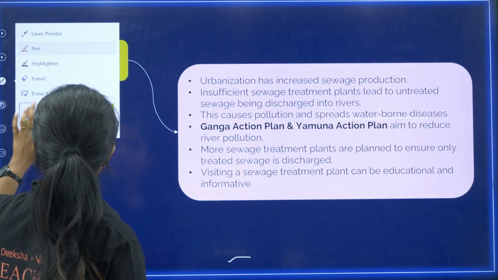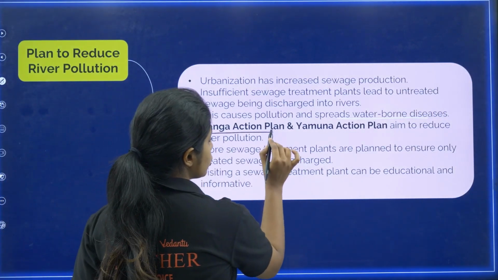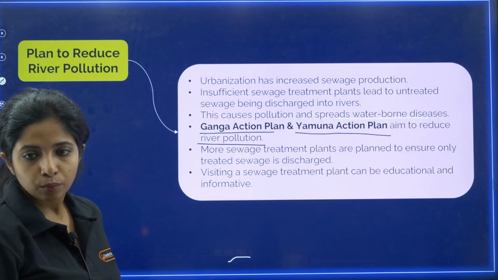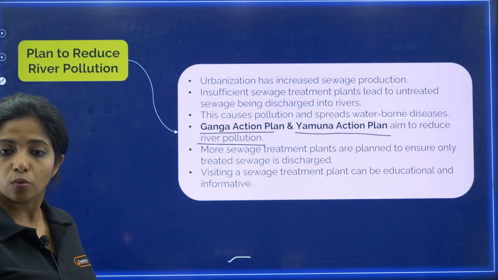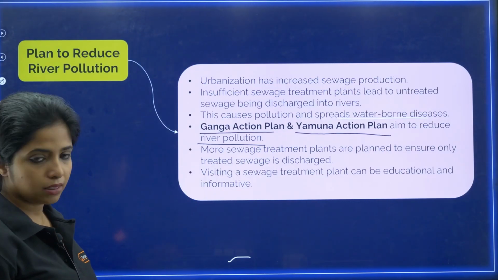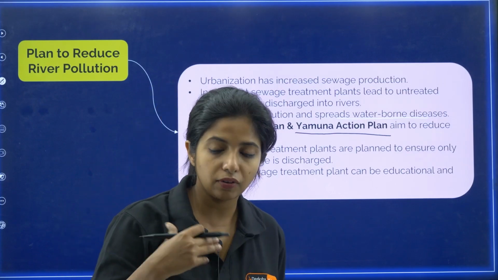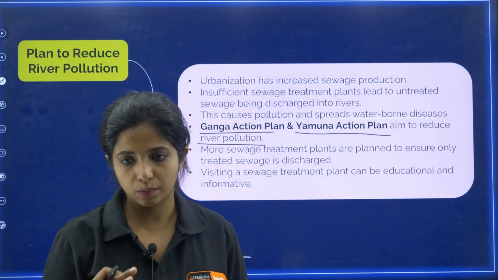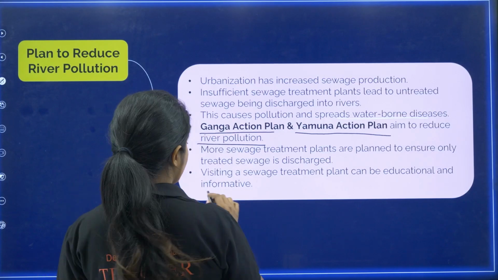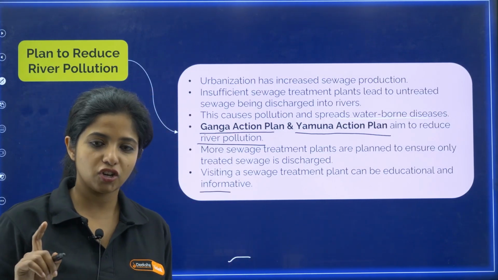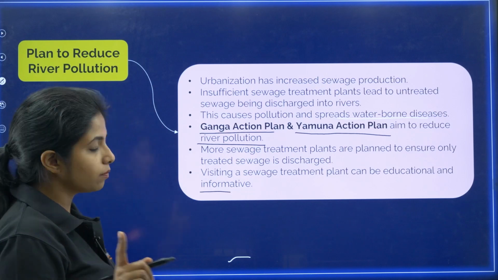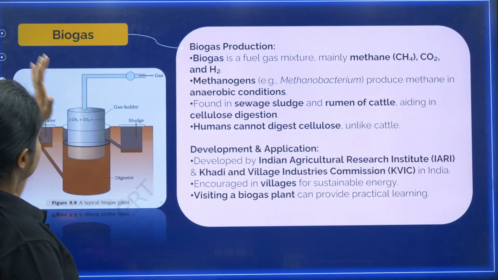So what are the plans that have been put up by the government? There is the Ganga Action Plan and the Yamuna Action Plan. They aim to reduce river pollution. More sewage treatment plants are planned to ensure only treated sewage is discharged. That means when we put water into the river, make sure it has undergone what? Sewage treatment. Visiting a sewage treatment plant can be educational and informative, so if you get a chance, definitely go and visit it. So the Ganga Action Plan and Yamuna Action Plan are the plans that we have.